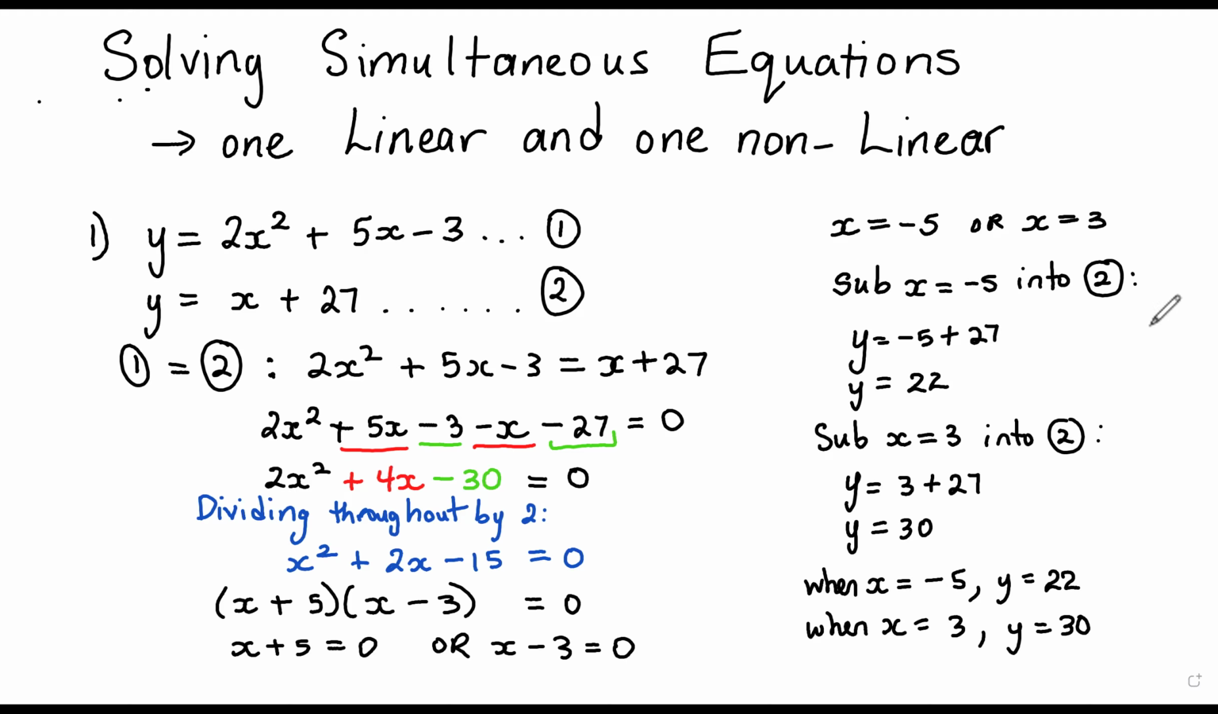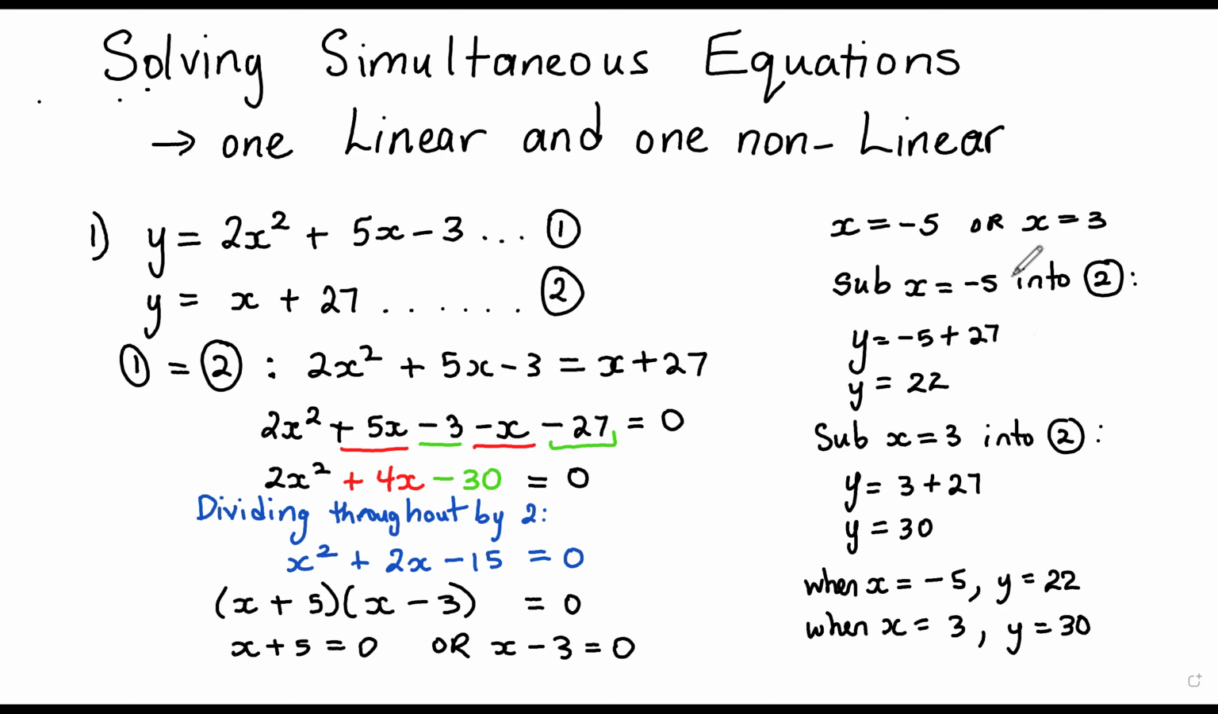So you substitute, just like with solving a pair of simultaneous equations where there are two linear ones, you'll substitute x into one of the equations. You're going to do that again. So I chose to substitute x is equal to negative 5 into equation 2, because working out y is equal to x plus 27, when I know what x is, it's much simpler to do in equation 2 than it is to do in equation 1. So wherever I have x in equation 2, I would replace it with negative 5. So then that would be y is equal to negative 5 plus 27.